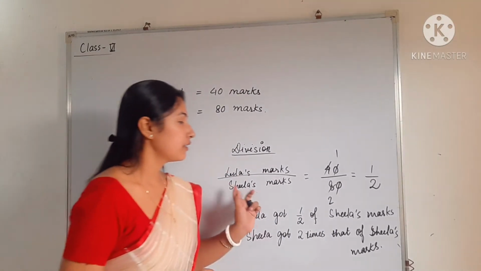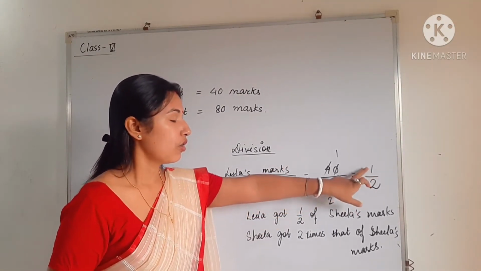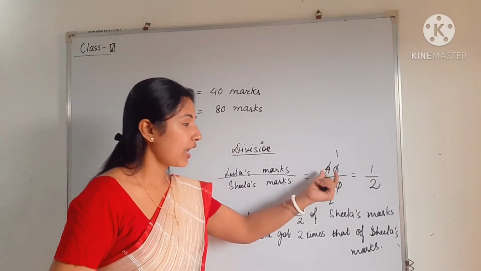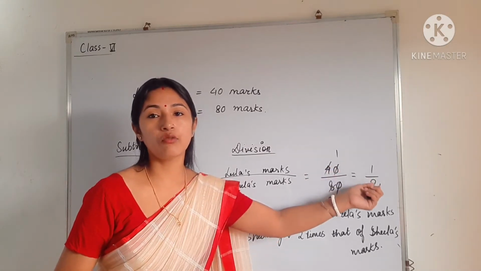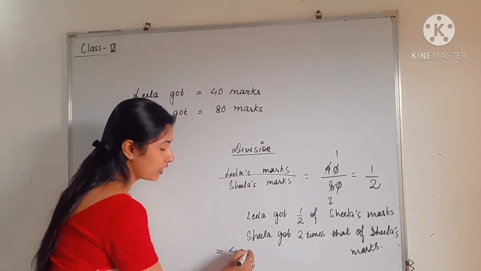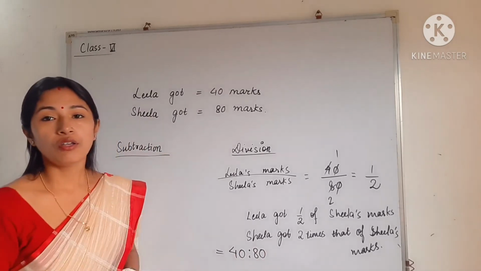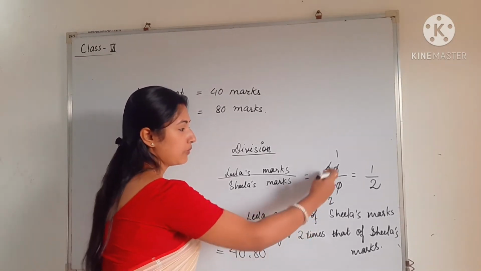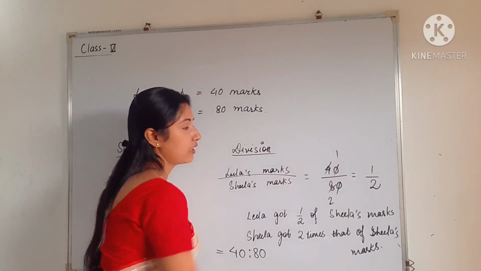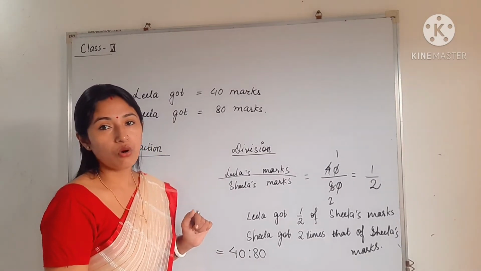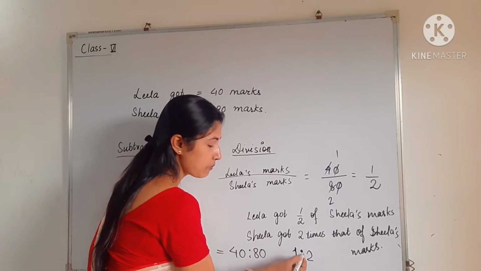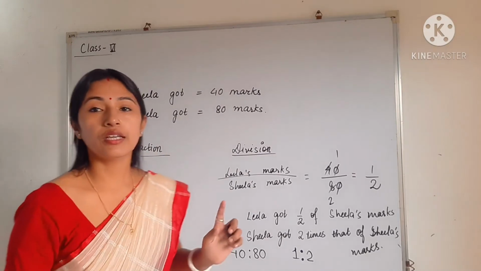Here the final fraction I am getting is 1 by 2. Initially I got 40 by 80 and after solving I am getting 1 by 2. So 40 by 80 you can write in terms of ratio as 40:80. Or you can write it in lowest term, and already you have studied the lowest term of a fraction. You cancel it and you get 1 by 2, or in ratio 1:2. This symbol is called colon, and we read it as 'is to'.